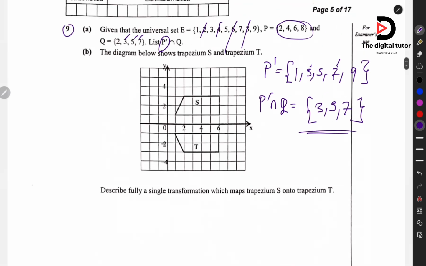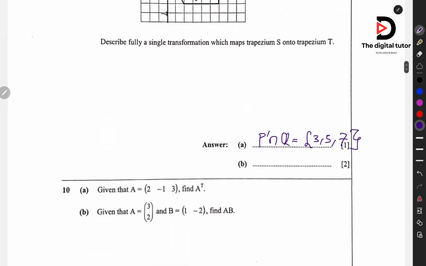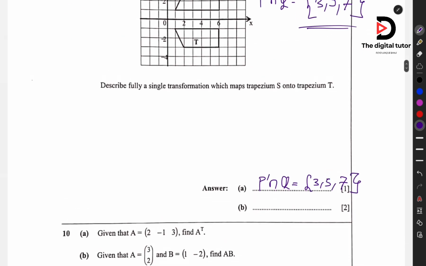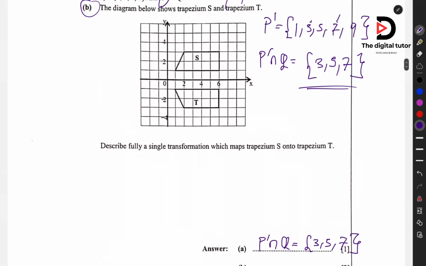Okay, so for this one also I leave it up to you. That is on transformation. So the question is: describe fully the single transformation which maps the trapezium S onto trapezium T. Look at the question. So please, 2 of the questions already that you are going to answer.